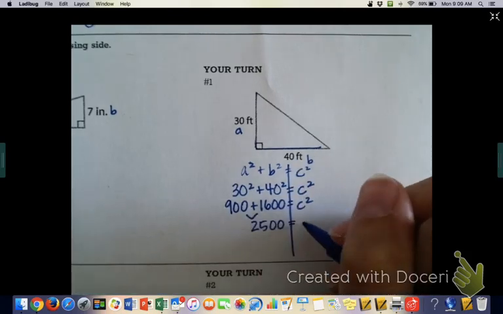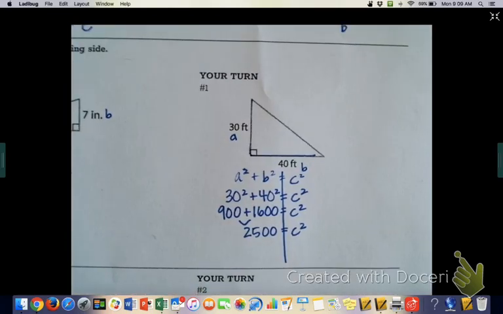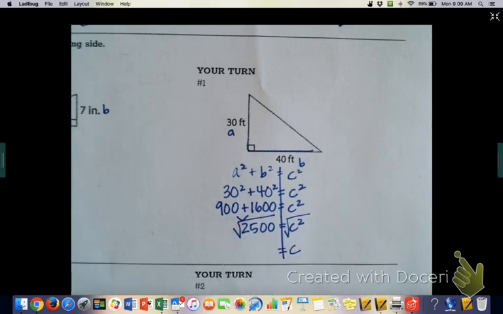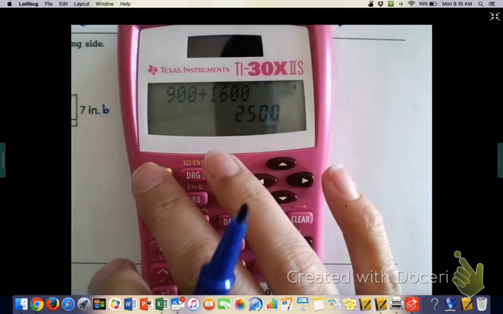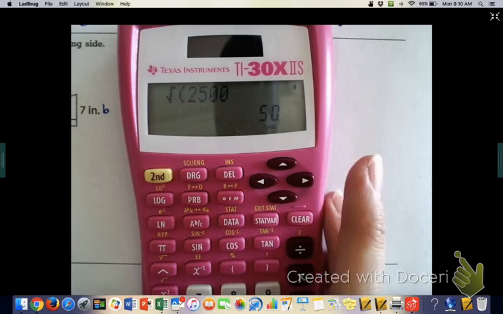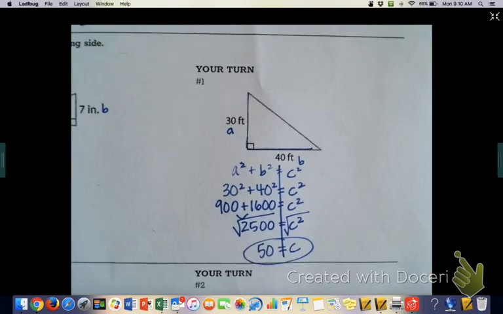And remember, it's not reasonable to say that my hypotenuse is 2500. So we're going to have to square root it to get c by itself. The square root of 2500, remember shift, square root of, is 50. So the hypotenuse is 50. All right, let's do example B.